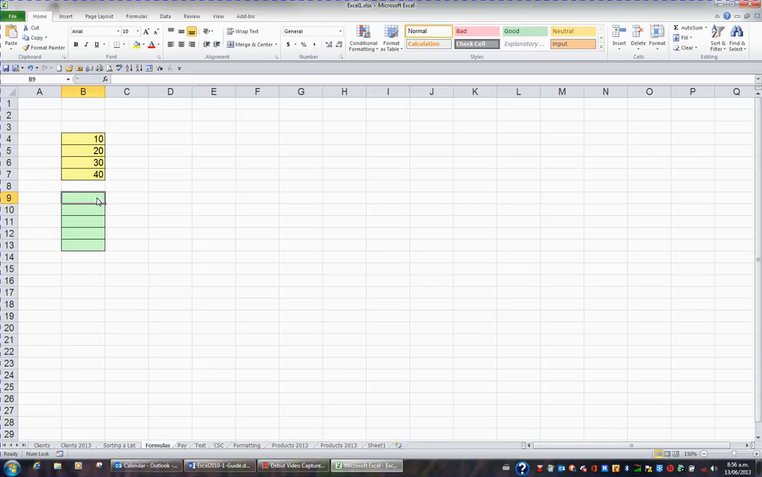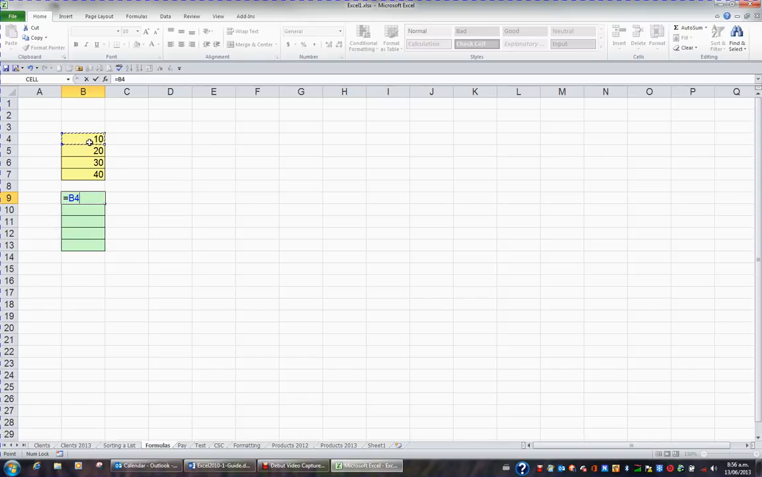Rule number 2 is always start a formula with the equals sign, so I'm going to press the equals key near my backspace key. Rule number 3, when it comes to referring to cells, it's best to use your mouse to click on a cell, so I'm going to click on B4.